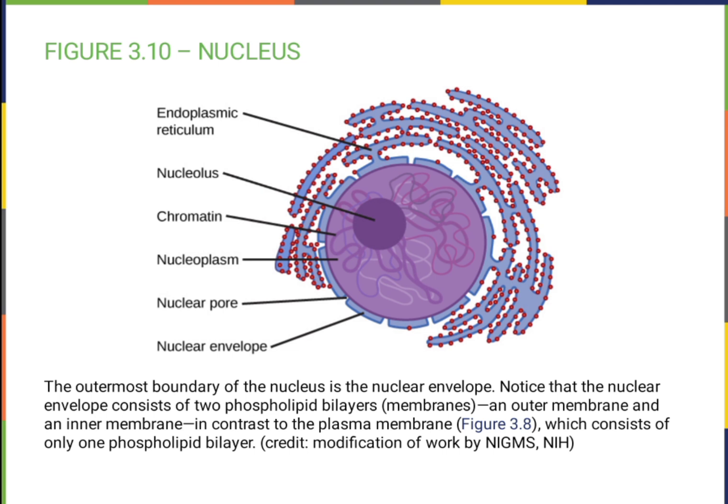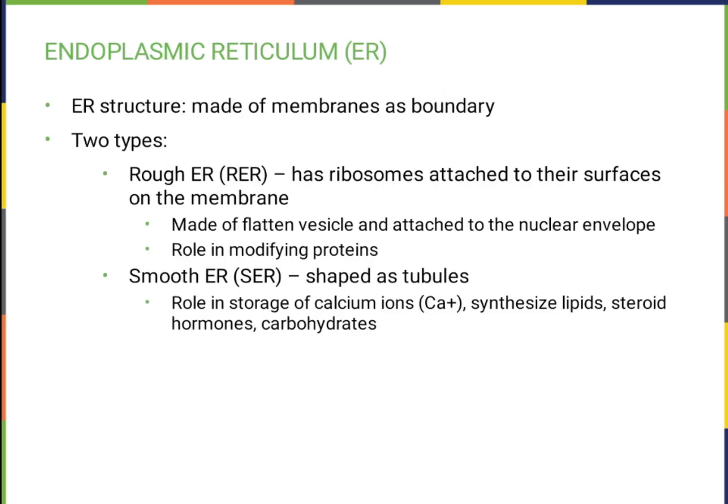So this nucleus is very important when it comes to regulating the different processes that take place within the cell. And on top of that, synthesis of ribosomal RNA from the nucleolus.